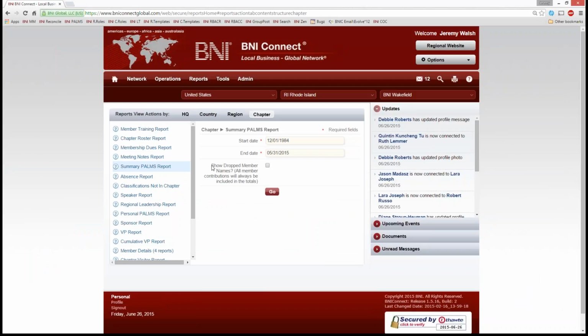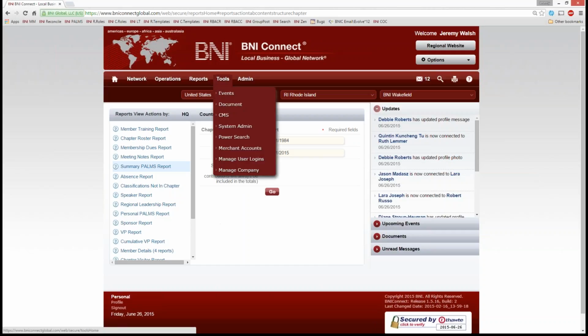You do have an option on whether or not to show the dropped member names. The reason for this is that I just ran that report. I could see what the total was for our entire history, but it didn't necessarily show all of the people. But if I want to see every single person that has ever been a member of my chapter, I can unhide those names and show them so I could see them.